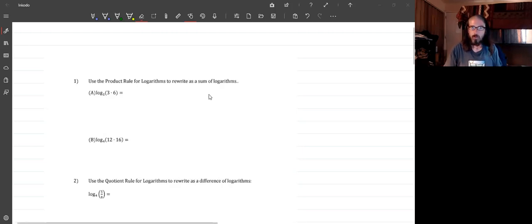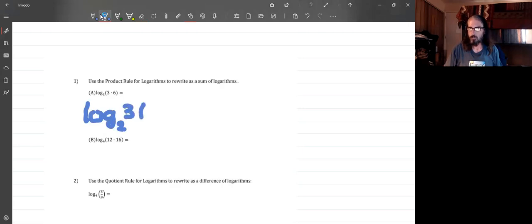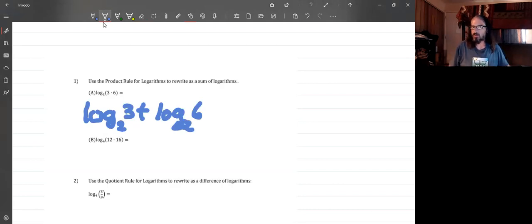So on this first one, that would give us the log of 3 in base 2 plus the log of 6 in base 2. That's the answer that we're looking for.